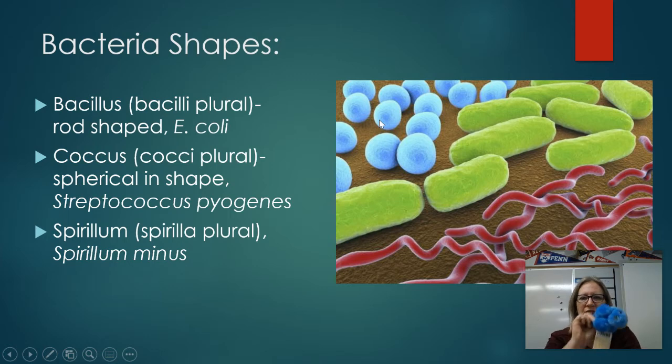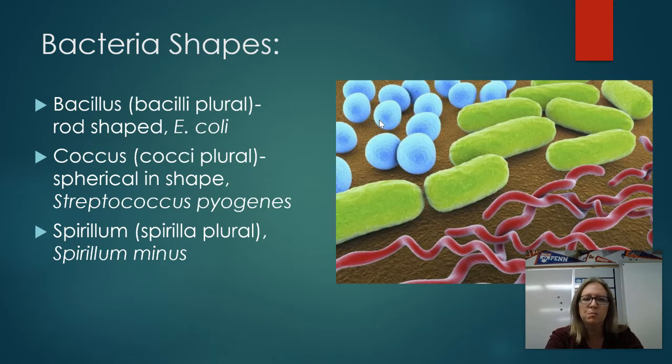Then there's the coccus shape, or cocci, for plural, and that's the spherical shape, these little blue round structures. I got my little stuffed Staphylococcus aureus. You may have heard of something known as a staph infection. This little guy causes staph infection. There's also Streptococcus. That Streptococcus pyogenes is the bacteria that causes strep throat.